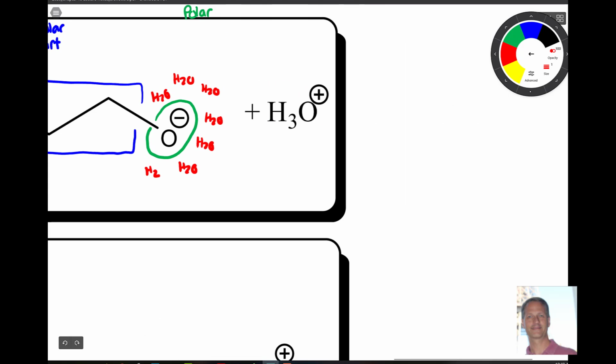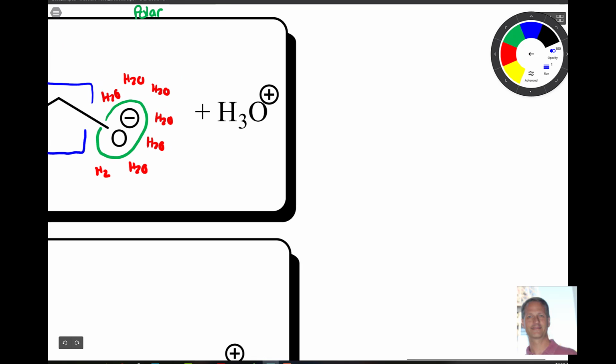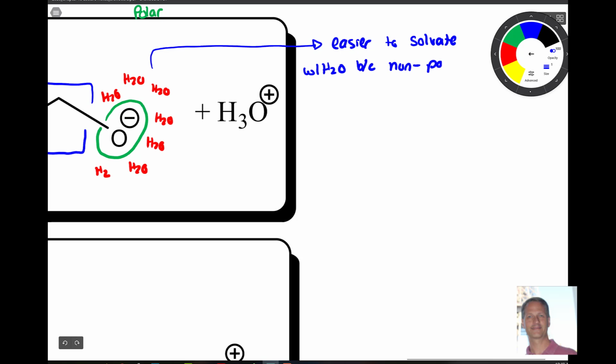So what we can say over here on the side is this. We can make a general statement. We can say, well, that end is easier to solvate, right, with water, because that non-polar part is elongated and can kind of just get out of the way.